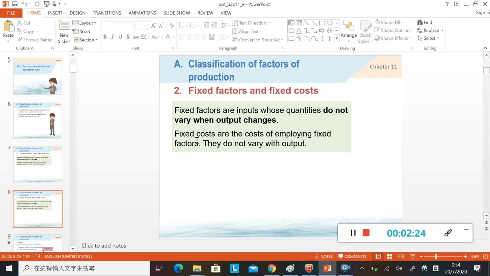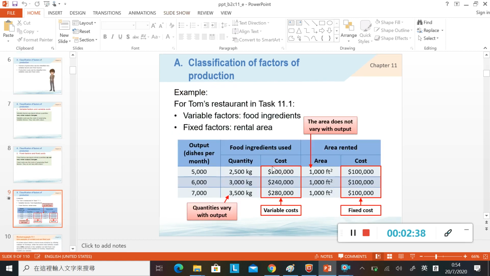咁 fixed cost 就係講緊 when you employ the fixed factors, okay, the cost you pay is fixed cost. Okay, they also do not vary with output. 佢哋都唔會跟住個 output 轉。OK。好啦，咁我哋睇一睇呢個 example 啦。你會見到 output 就係嗰個 dishes，OK，5,000 dishes, 6,000 dishes and 7,000 dishes.